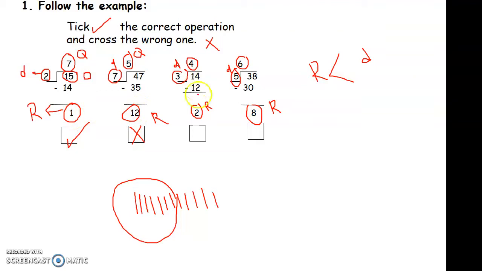Less. Here remainder 2. Is it less than 3? Less than the multiplication table? Yes, so the operation is correct. Here 8. Is it less than 5? No, it's bigger. So we can make more groups of 5. So it's wrong. Okay, so to know if it's correct or wrong, just check the remainder and the divisor. Remainder, divisor, remainder, divisor. Always the remainder has to be less than the divisor.